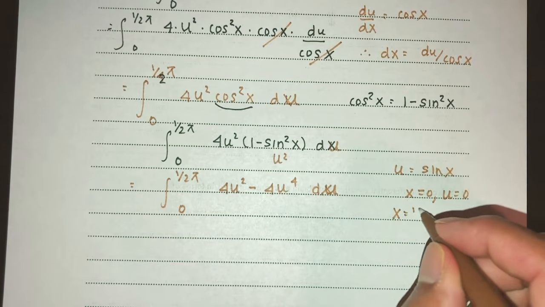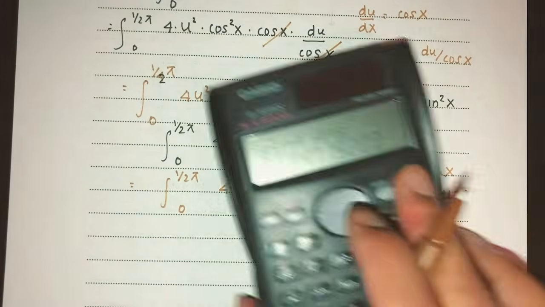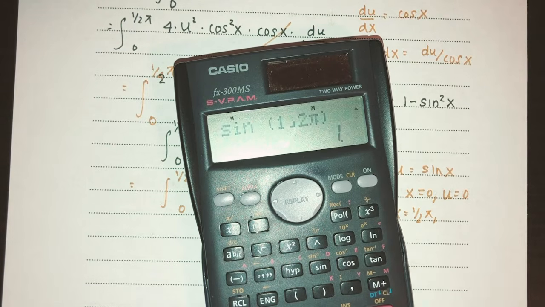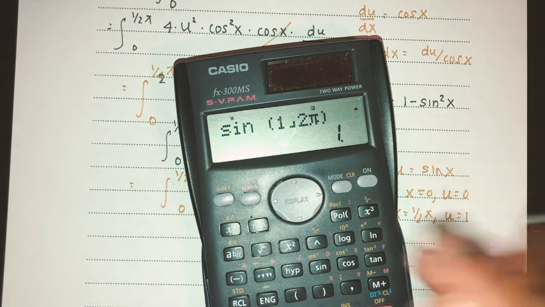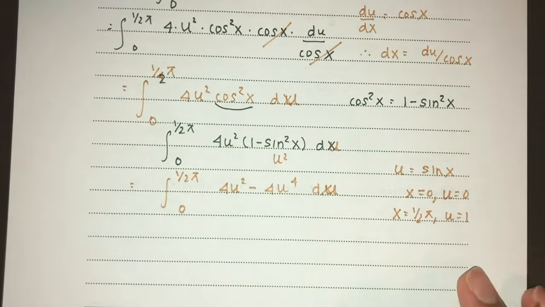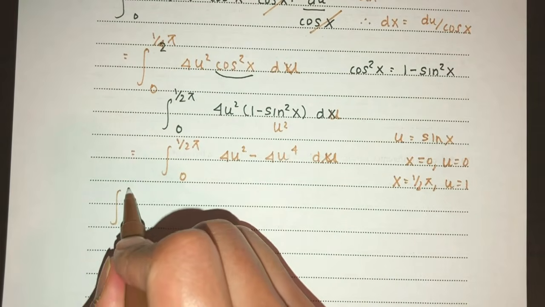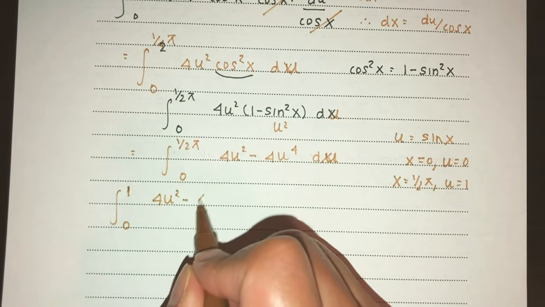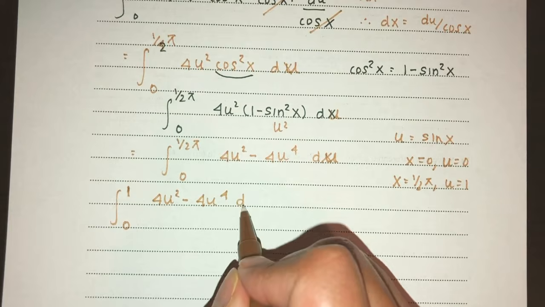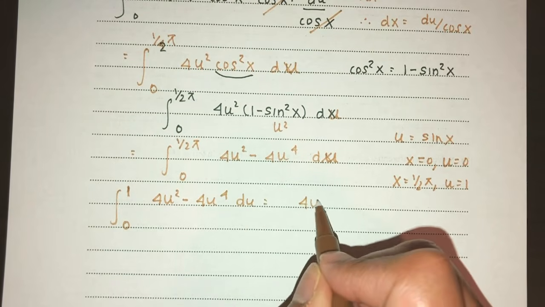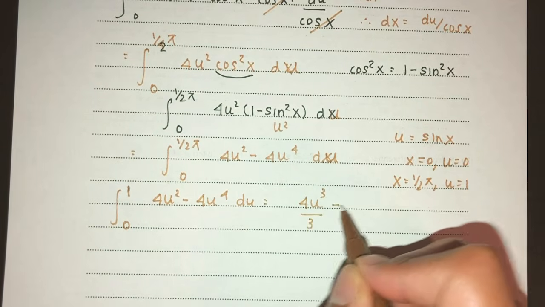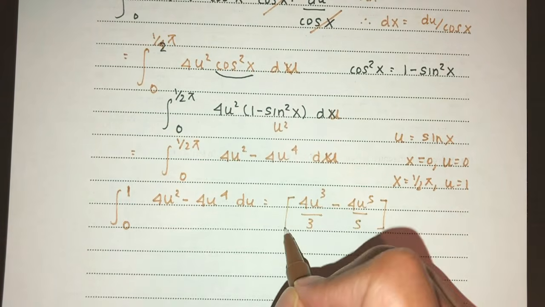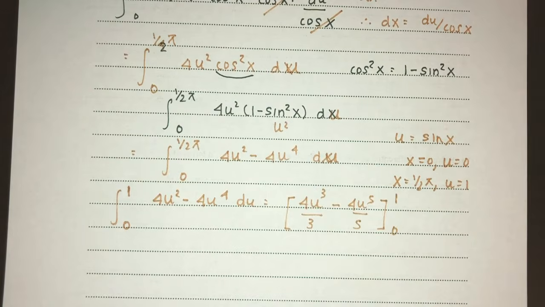When x is equal to half pi, what is the value? Sine of half pi, that will be 1. So u is 1. So we can use u and change the limits. You will have 1 and 0. You can just keep the value of u now for the integration by du. That will become 4u cubed divided by 3 minus 4u power 5 divided by 5 for the 1 and 0.